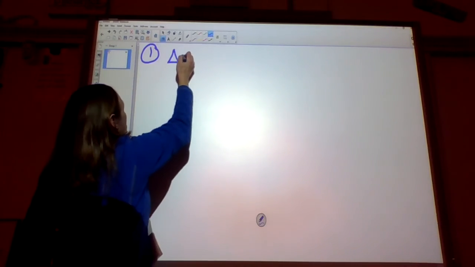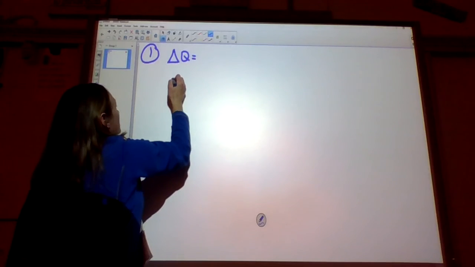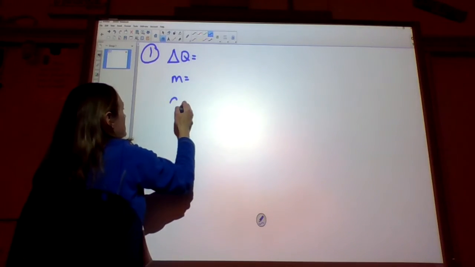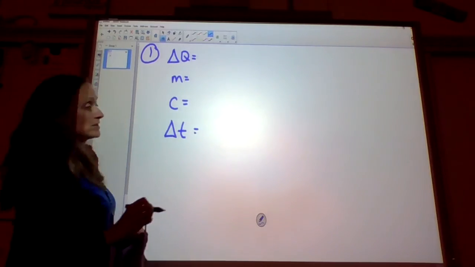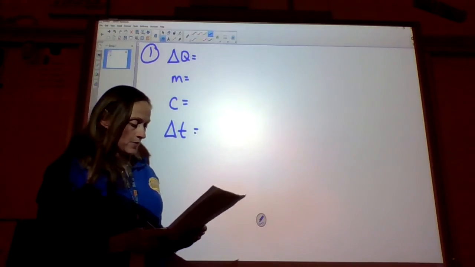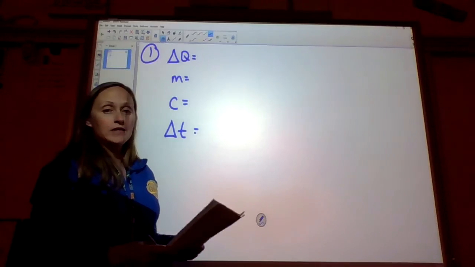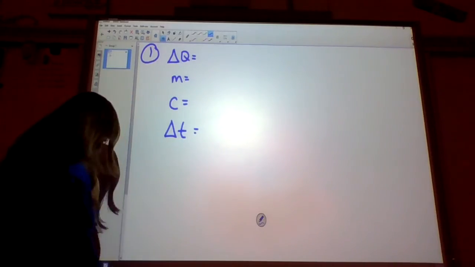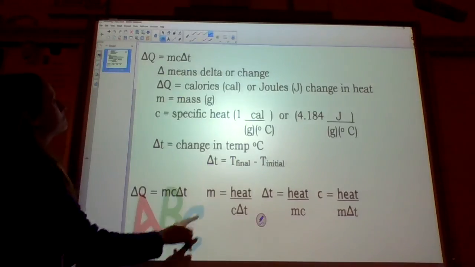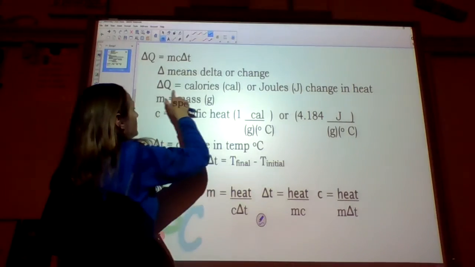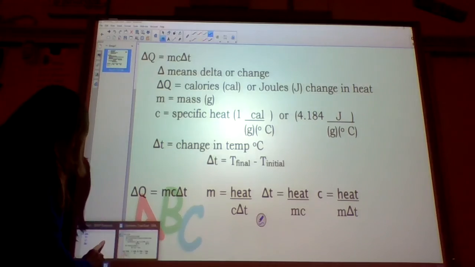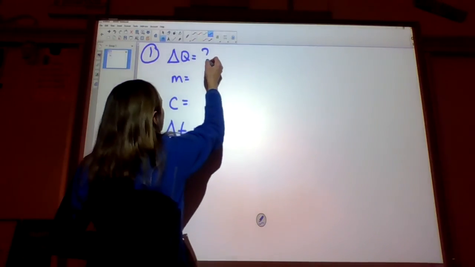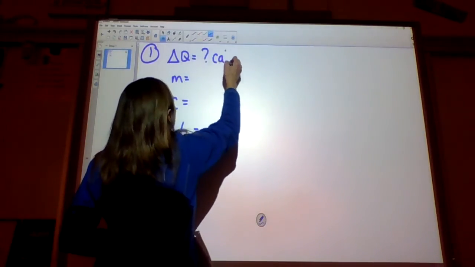So, we'll go delta Q, M, C, and delta T. So, it wants to know how many calories. So, calories is going to be delta Q. Okay, delta Q right here is your number of calories. So that is what we are trying to find. So we're going to put question mark, small calories.